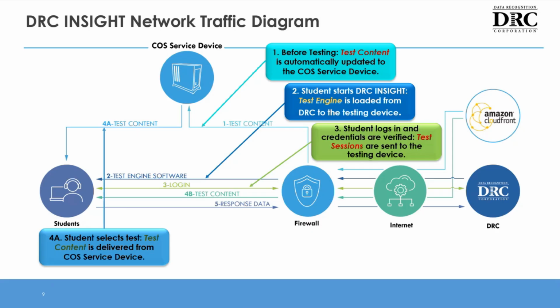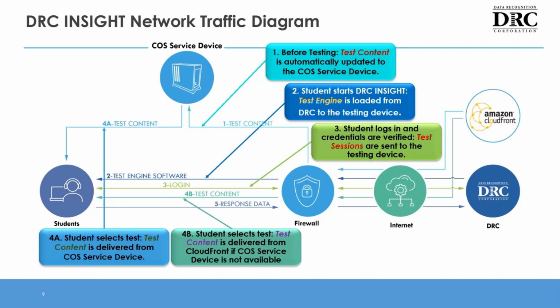The test content is delivered from the COS service device because that's where you're hosting the content, if you have a service device. All of the test content is encrypted for security, and a fair amount of content will come down to the testing devices at this stage. If you don't have a service device or it's not available for testing, then the test content is delivered directly from the DRC servers to the testing devices. The content comes from the Amazon CloudFront over the internet, over your network, and down to the devices.